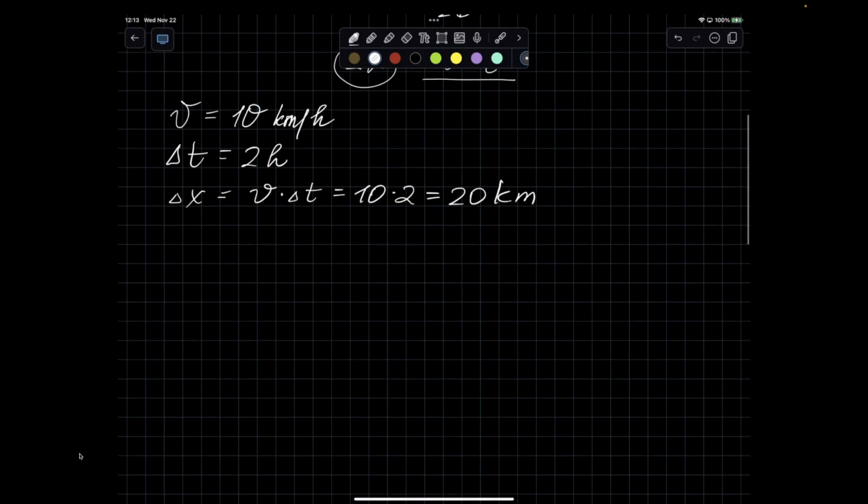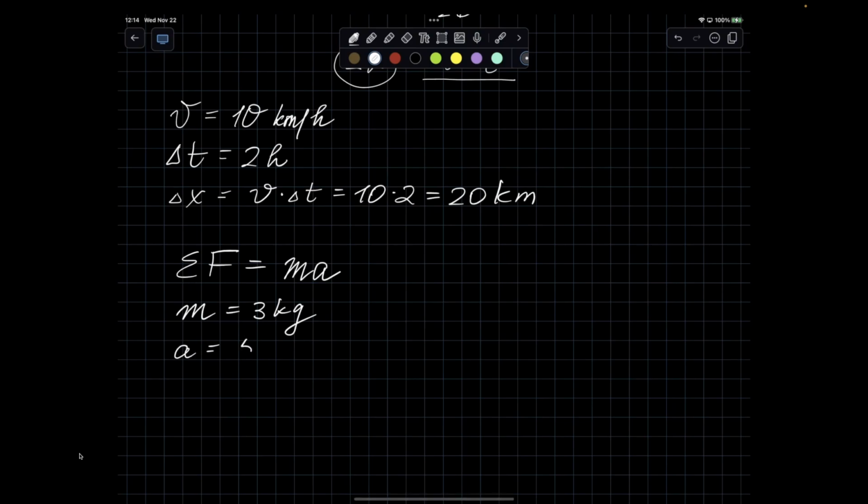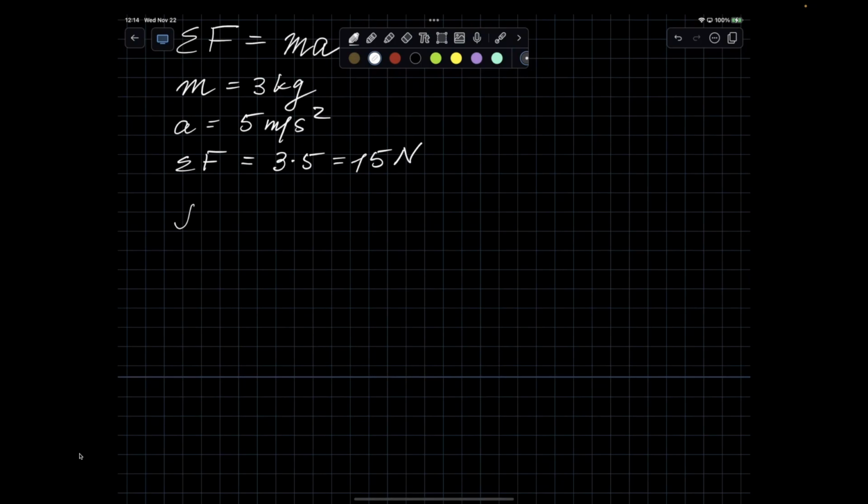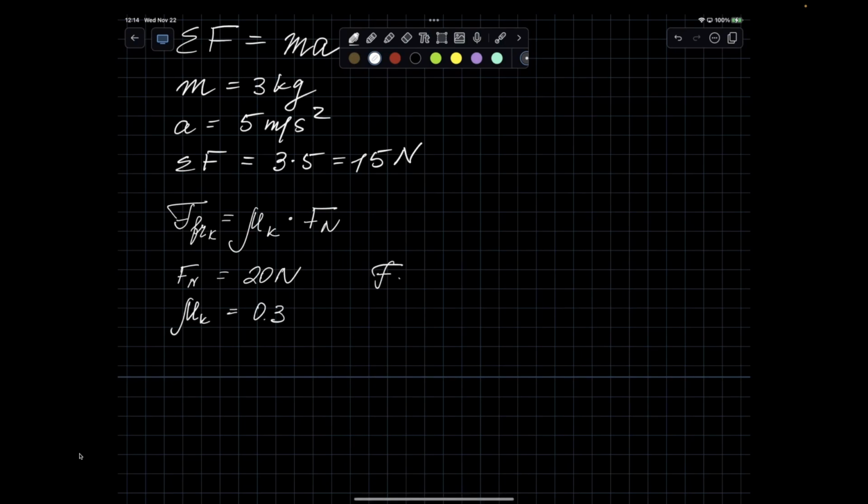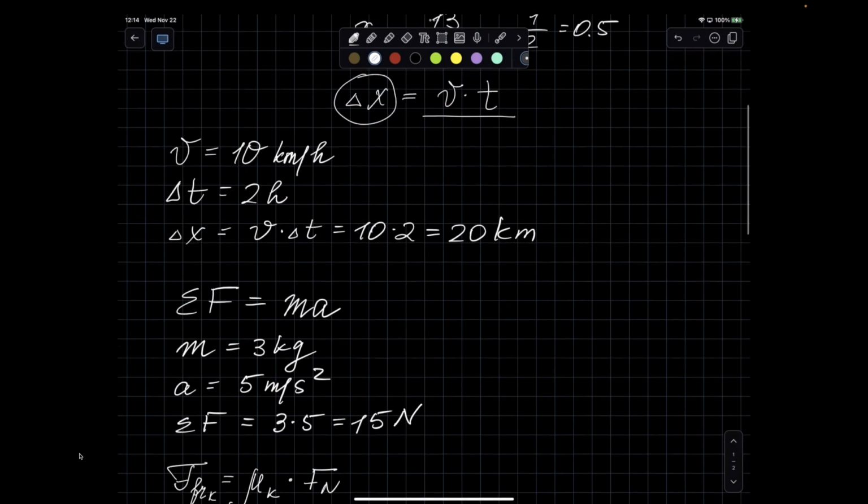Another example, we could say if we're after our net force, which is mass times acceleration, if mass equals 3 kilograms, acceleration equals 5 meters per second squared, then the net force applied to the object is 3 times 5, 15 newtons. We know force of friction, for example, equals mu, let's say it's kinetic friction, times normal force. Let's say normal force is 20 newtons. Mu kinetic is 0.3, then force of friction is just multiplying 20 times 0.3, and it's going to be 6 newtons. All right, that's pretty easy. That's just straightforward multiplying.